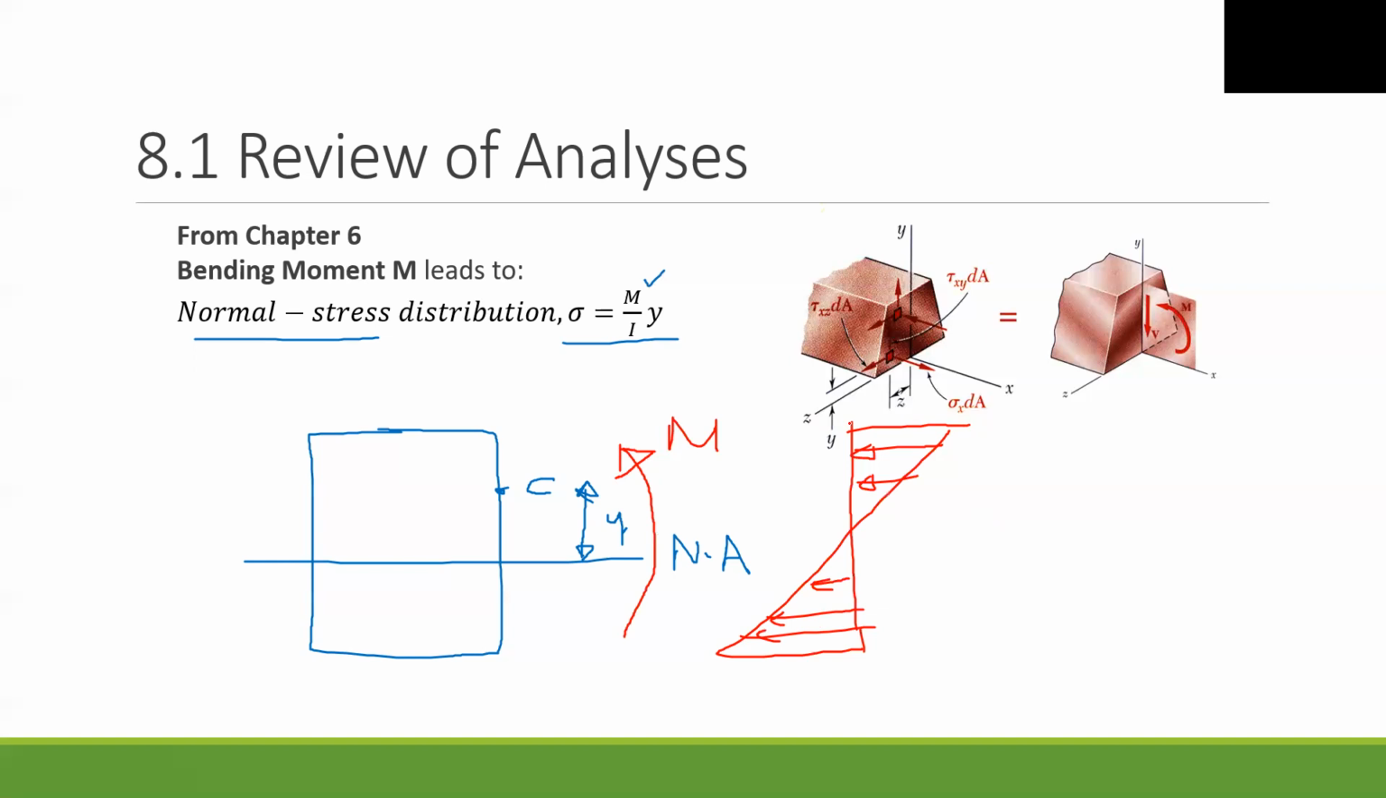You can see the maximum stress occurs at the top and bottom parts of the cross section, and on the neutral axis, sigma bending is equal to 0. On the neutral axis, the normal stress due to the bending moment is equal to 0.